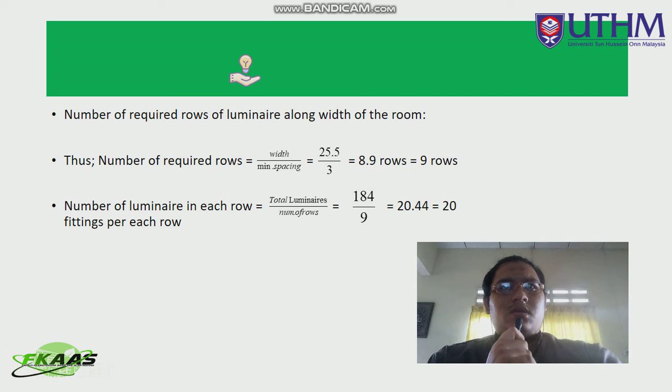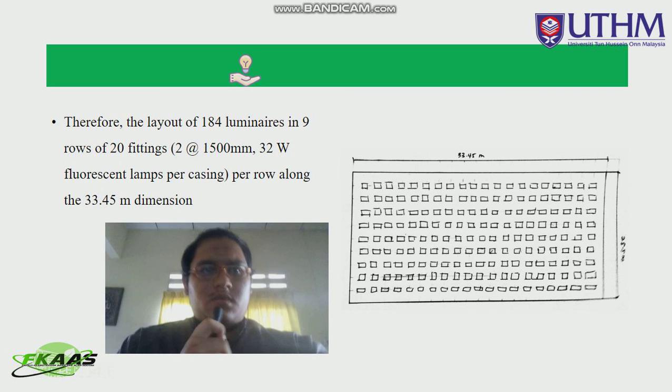After calculating the number of required rows along the width of the room, we got 9 rows, and the total number of luminaires in each row is 20 fittings per row. This is the layout of the 9 rows of 20 fittings, filled with two 1500 millimeter fluorescent tubes in each fitting along the room.